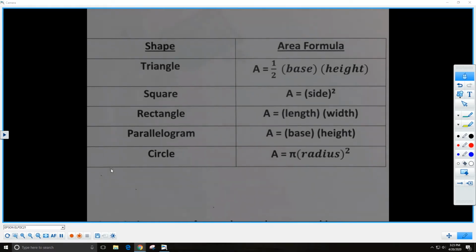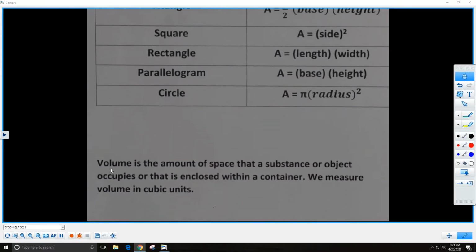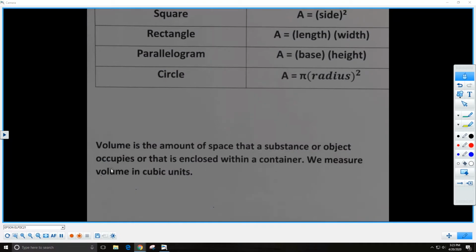Before we begin, let's define what volume is. Volume is the amount of space that a substance or object occupies or that is enclosed within a container. We measure volume in cubic units. I want you to picture your box again. Do you have it? Good. The amount of air that is inside of the box is known as the volume. You can also think about this as a cup of water. The cup is very close to a circular prism, also known as a cylinder, and the water inside would be the amount of volume that cup can hold.